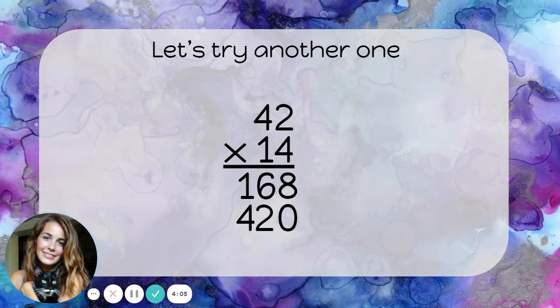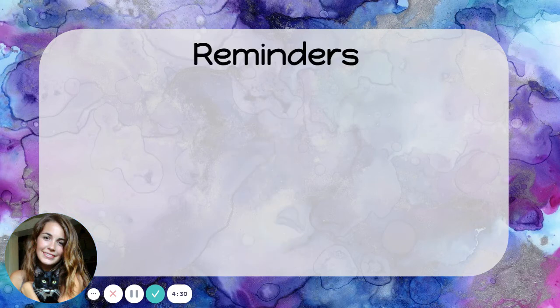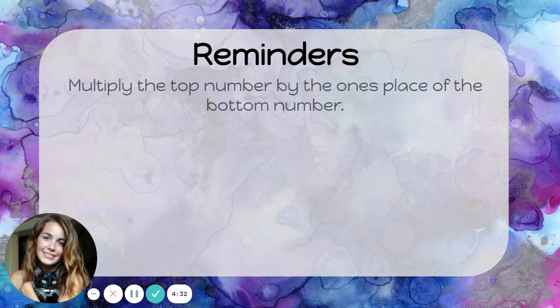Remember, the last step is just to add the two numbers together. 168 plus 420. 8 plus 0 is 8, 6 plus 2 is 8, and 1 plus 4 is 5. We have our answer. 42 times 14 is 588.